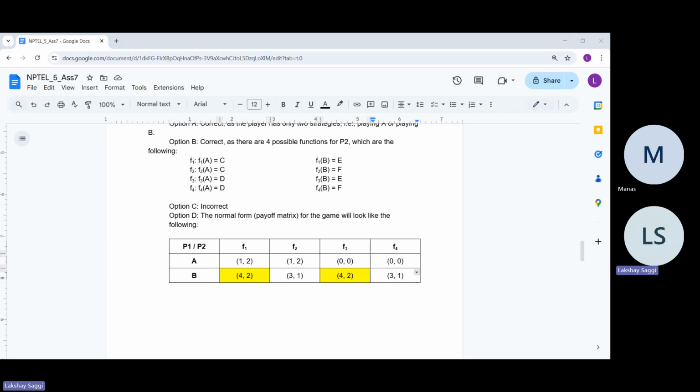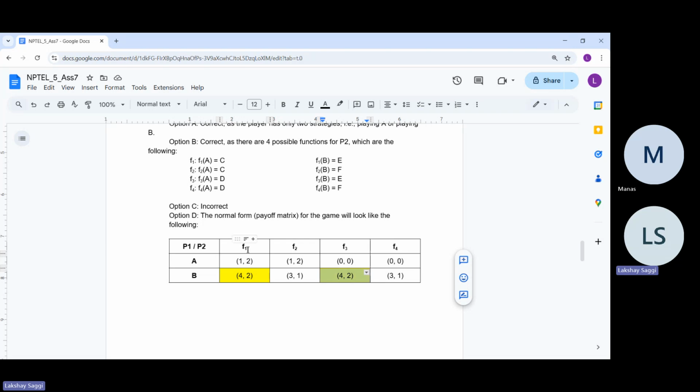So actually, good job, Manas. You actually were correct that the only possible Nash equilibria are 4, 2. But note that there is not just one Nash equilibria here. Nash equilibria does not correspond to the actual payoffs, right? It corresponds to a set of strategies which give you that payoff.